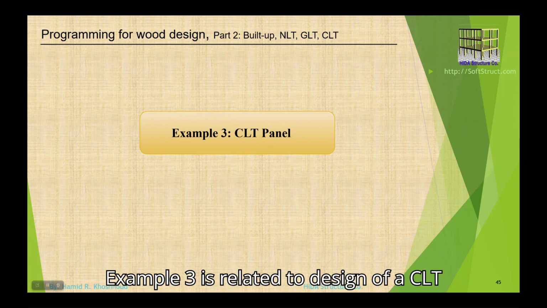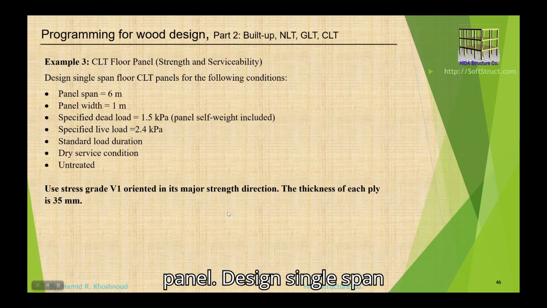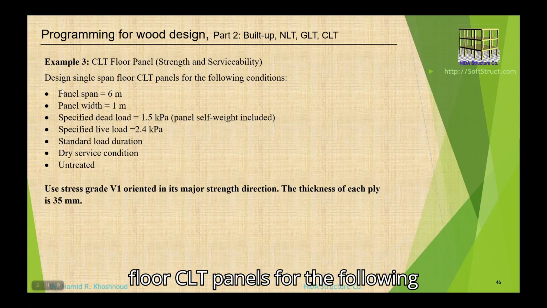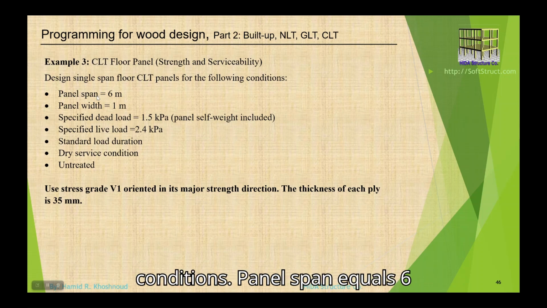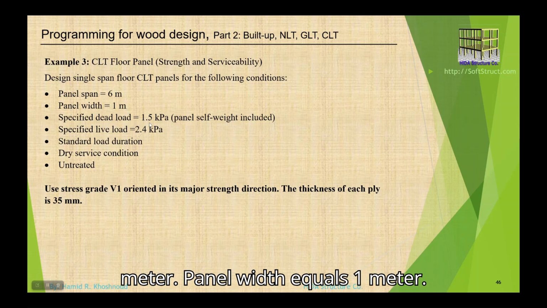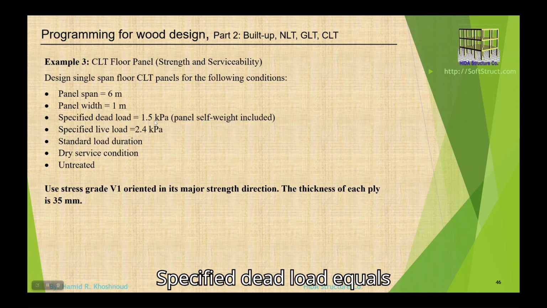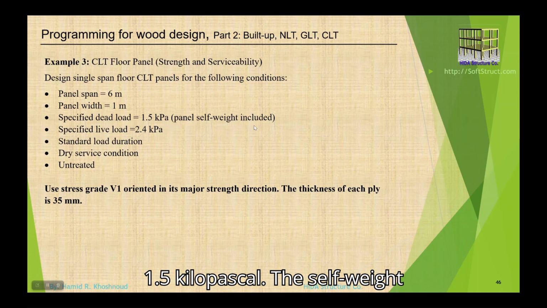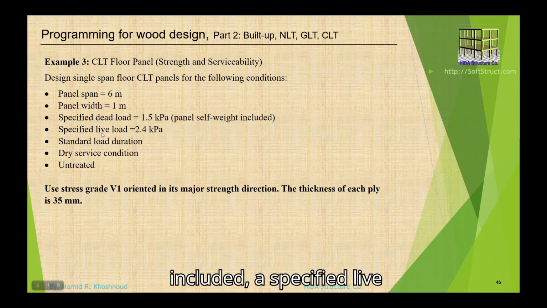Example 3 is related to design of a CLT panel. Design single span floor CLT panels for the following conditions. Panel span equals 6 meters, panel width equals 1 meter, specified dead load equals 1.5 kilopascals, the self-load included. A specified live load equals 2.4 kilopascals.